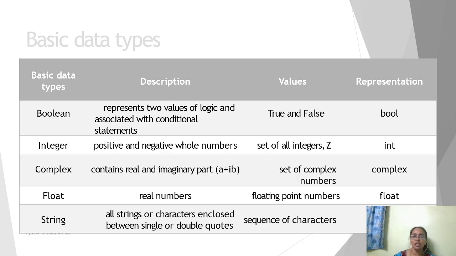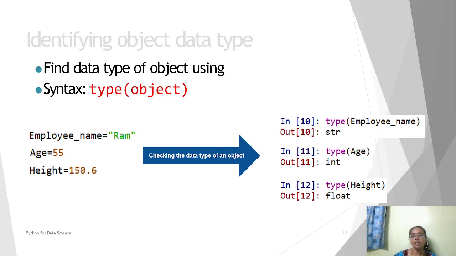Integer means both negative and positive whole numbers. We can represent it as int. The next one is complex. For example, in mathematics we have the real part and imaginary part, a plus ib. We can use that for a set of complex numbers. The representation is complex. Float means we can give real numbers, floating point numbers. For string, it may be mentioned in single quotes or double quotes, based upon the environment.